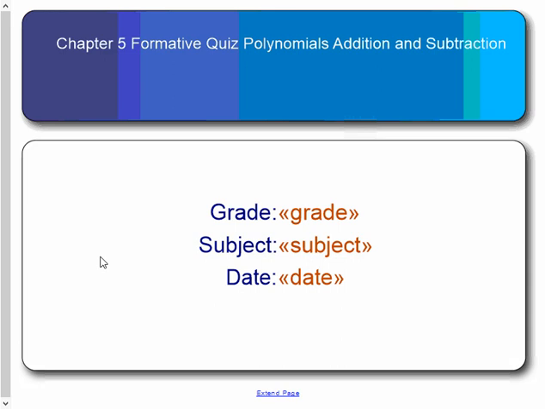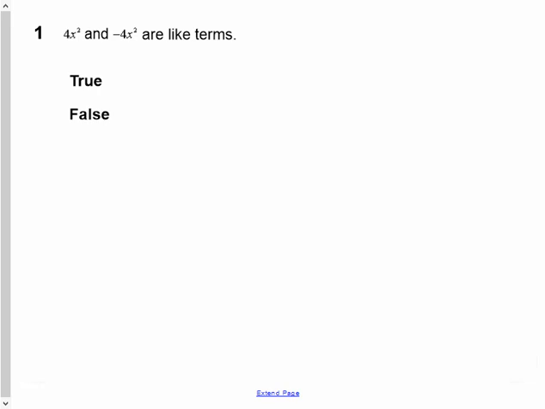Okay, grade 9, this is your final review for chapter 5 on polynomial addition and subtraction. So your first question says 4x squared and negative 4x are like terms.